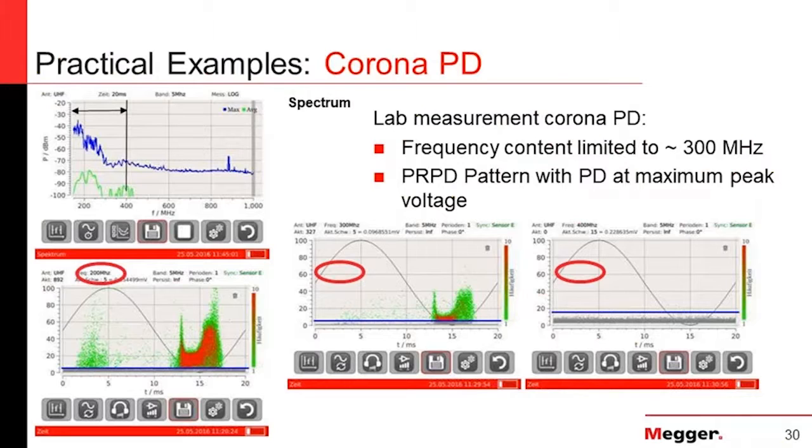So, a few practical examples of phase resolved partial discharge patterns. This first one is corona partial discharge. As we see, the corona is mostly happening in the lower range of the frequency, and in the higher range of the frequency, we don't see corona. So the frequency of the corona is limited to at most 300 megahertz, and depending on the negative or positive or ground voltage, the shape might be in the positive cycle or negative cycle, but corona is mostly detectable in the lower range of the frequency.